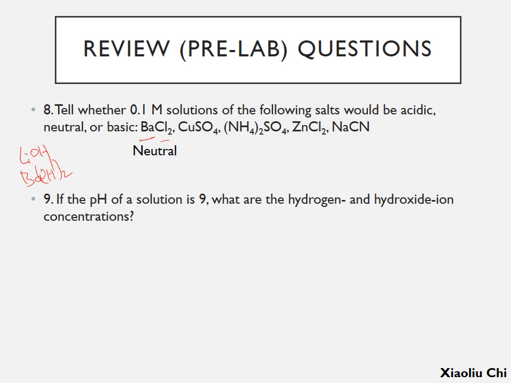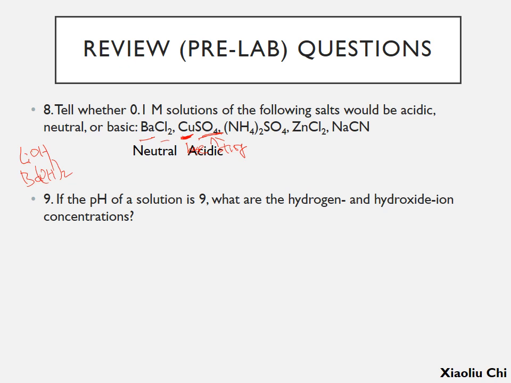Next one, sulfate. Okay, this comes from sulfuric acid, so it's strong. But copper comes from copper hydroxide, that's a weak base. And remember, the strong one wins. So this is a weak copper base, this is weak, but the acid is strong. And therefore the solution should be acidic, okay, because you have a strong acid.